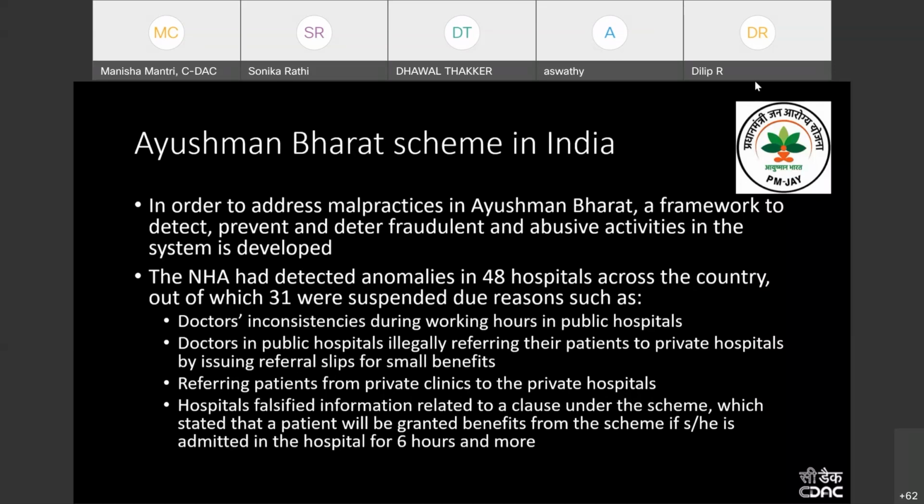In this scheme, some malpractices were noticed, and the National Health Authority team developed an AI and ML based framework to detect, prevent, and deter fraudulent and abusive activities in the overall scheme. It found different anomalies in 48 hospitals across the country, out of which 31 hospitals were suspended for reasons like doctors' inconsistencies during working hours in public hospitals. Doctors in public hospitals were illegally referring patients to private hospitals, and patients were being referred from private clinics to private hospitals, and so on. So there were multiple anomalies detected. This is one such good example of the application of AI/ML.